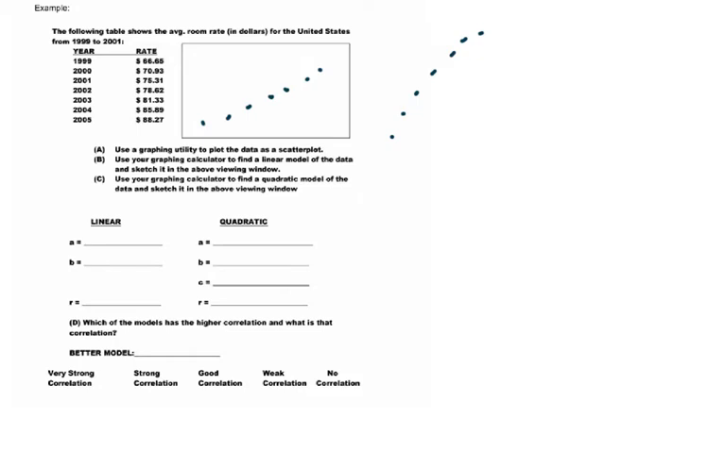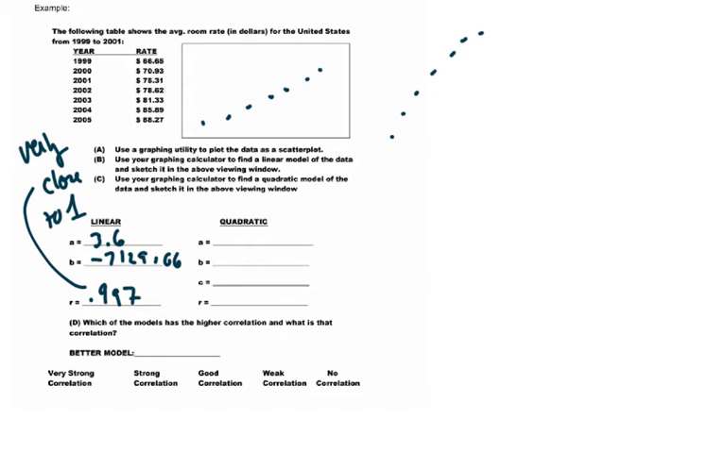All right, so if you do stat, calc, and then 4 for linear regression, what it tells you is your A value is 3.6, your B value is negative 7129.06, and that your R value is 0.997. That is very high. It's very close to 1. That's pretty good.